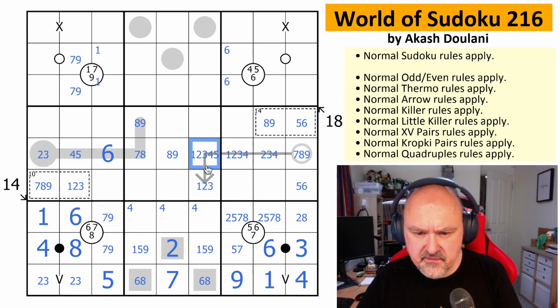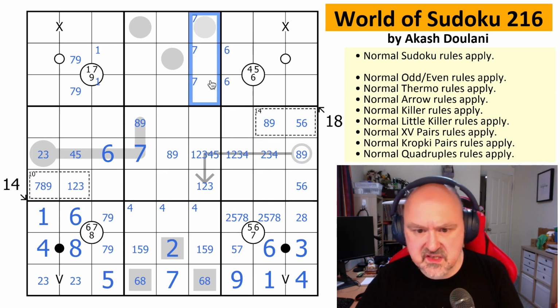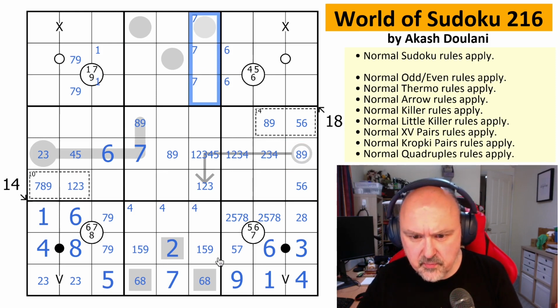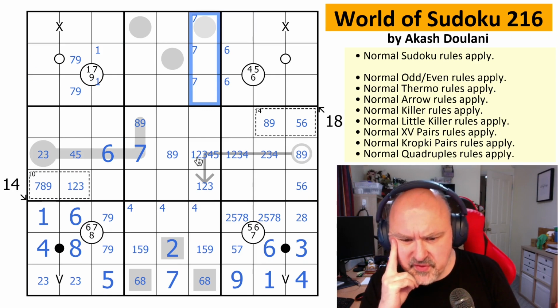Can that really be a 5? It can if that's a 9. If that's a 9, that's an 8. That's a 9. That's an 8. Hang on, that's an 8, 9 pair. That's a 7. There is no 7 there. Puts a 7 up here, but that's not that helpful. This is fun, but tricky.